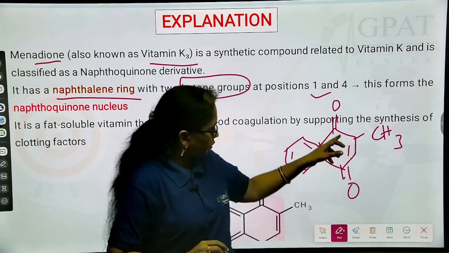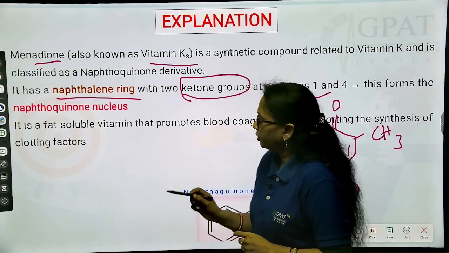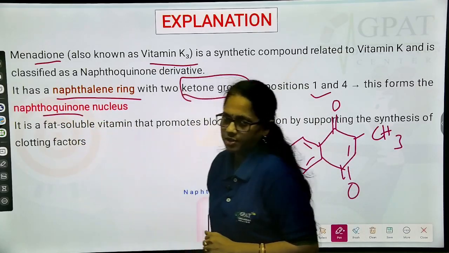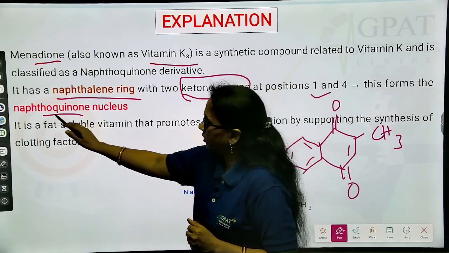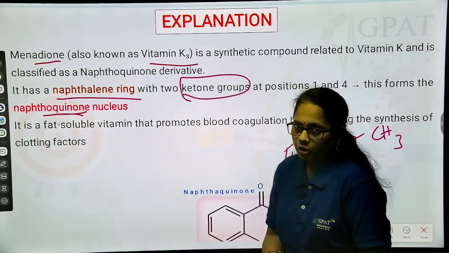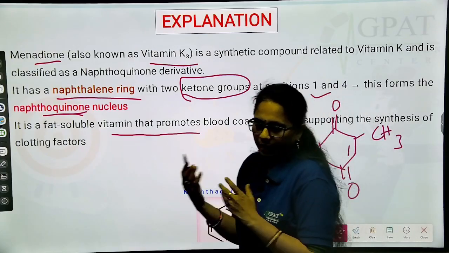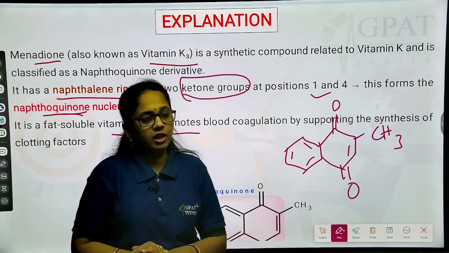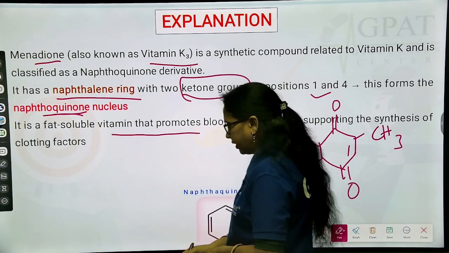Okay, two ketone groups are going to be available at positions 1 and 4, which forms the naphthoquinone nucleus. Additionally, the two ketone groups make this a quinone compound. So, it is a fat soluble vitamin that promotes blood coagulation by supporting the synthesis of clotting factors. Different clotting factors are already available.